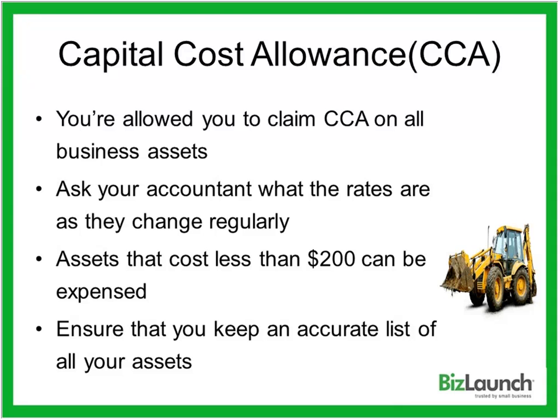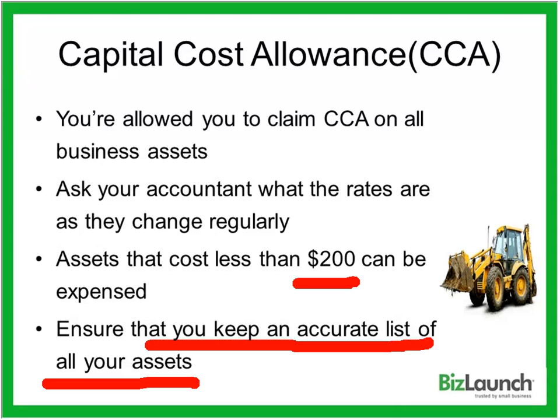So understand that. If you buy any assets, like let's say you go to IKEA and you buy a desk, and it costs you less than $200, you can just put that through as an expense. You don't have to depreciate it, you just expense it, okay? Anything less than $200. So here's the very important line. Ensure that you keep an accurate list of all your assets so that your accountant can calculate the depreciation. And often, different assets have different depreciation rates, so keep that in mind.